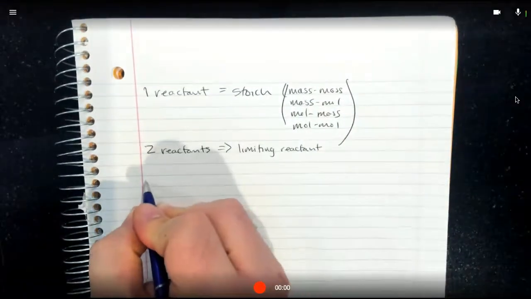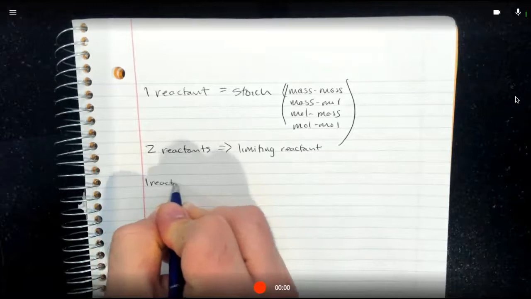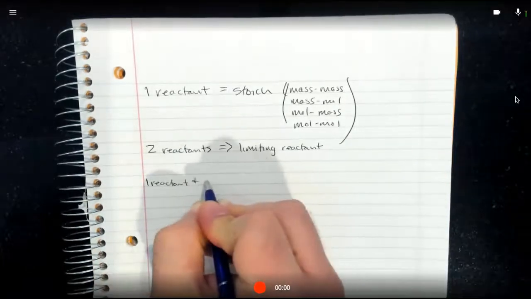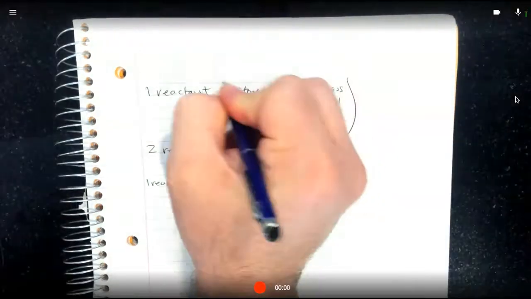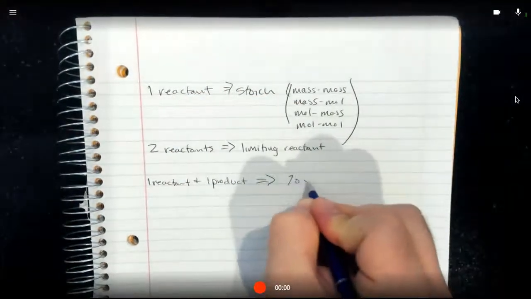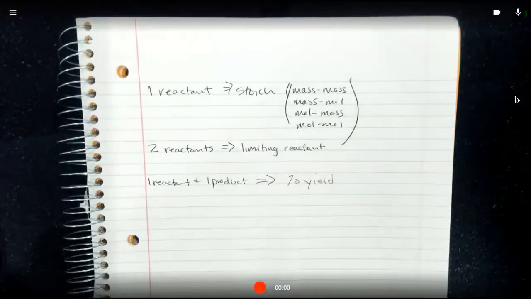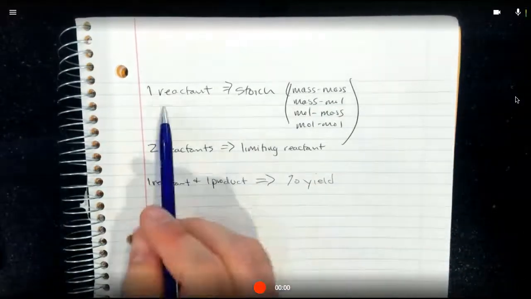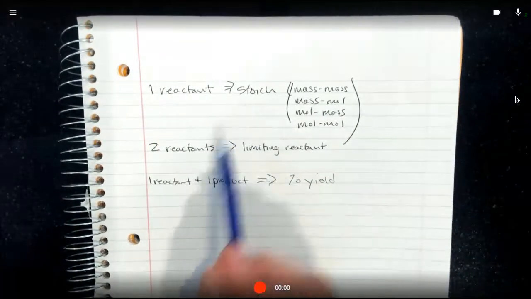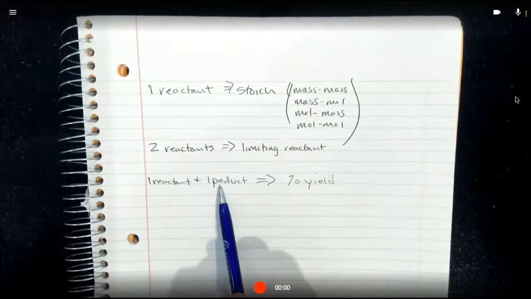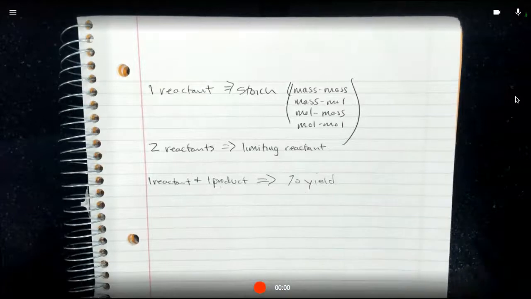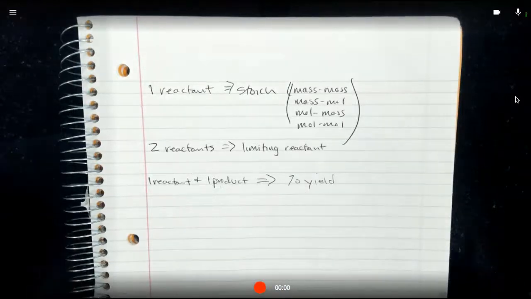And then if you're presented with one reactant and one product, that's going to be a percent yield style problem. So one reactant, it's just one of the Stoich problems. Two reactants, limiting reactant. If it's one reactant and one product given to you in the problem, then that will be a percent yield style problem.